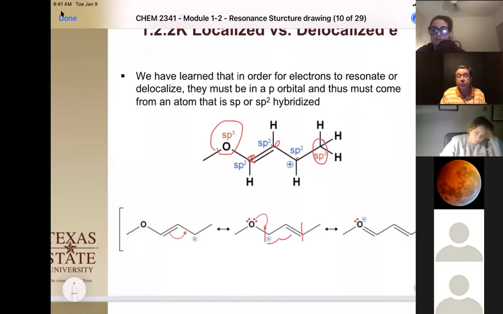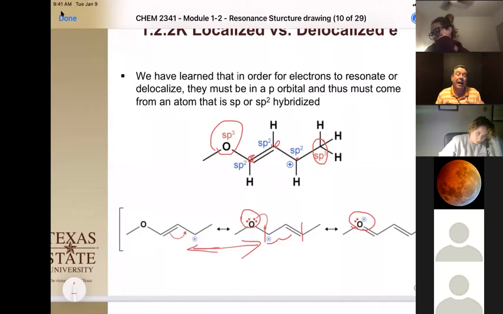It's going to be much more stable for the compound than for it to have to change the hybridization of that oxygen over here and get to this position. So I think the resonance contributors for here and here are going to be higher because you don't have to change hybridization to get to this structure here.